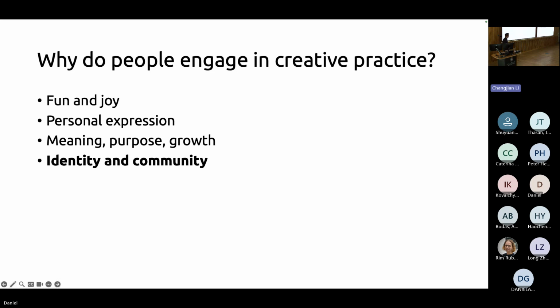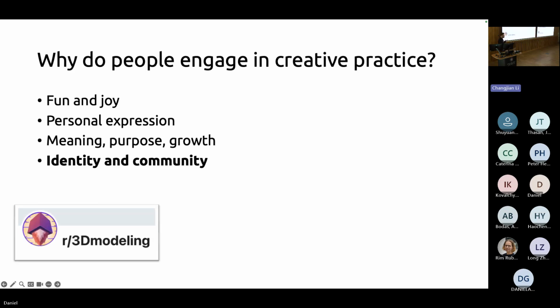And again, this is by no means an exhaustive list, but another reason I think is identity and community, identifying as "I am this kind of creator. I am, say, a 3D modeler." I can find other people who identify that way, and we can come together and share in what it is that we love about this process. Case in point, many of the comments that I just showed on the previous slide are from the 3D modeling subreddit, which is just an online community of people who practice this craft together.